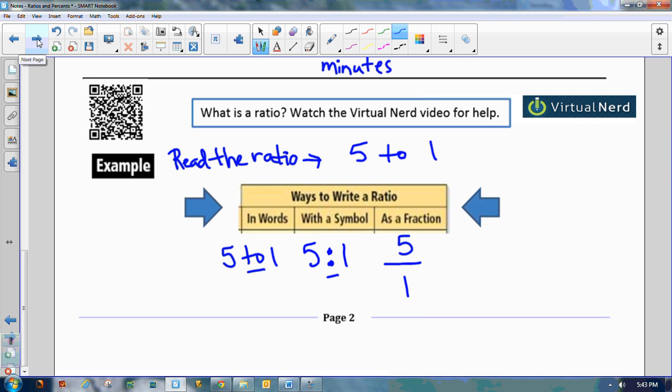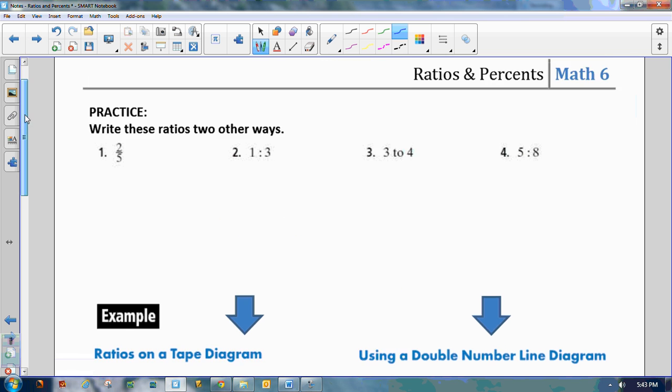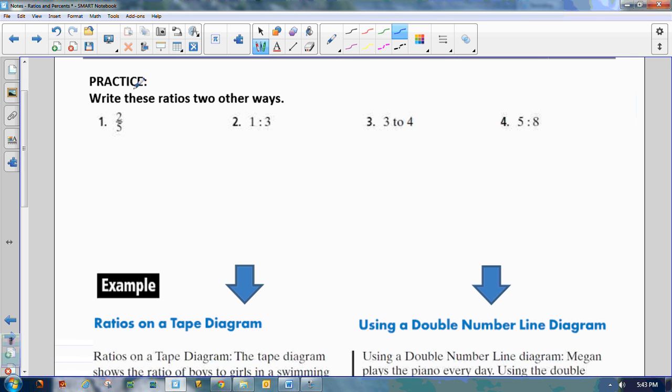Now let's take a look at some examples here on the next page. In this practice, they ask us to write these ratios 2 other ways. If you notice, they're all written in one of the 3 ways, and we need to write it the other 2 ways. So looking at example number 1, 2/5. It's written in fraction form. So the other 2 ways we need to write this is word form, and then we need to write it in symbol form.